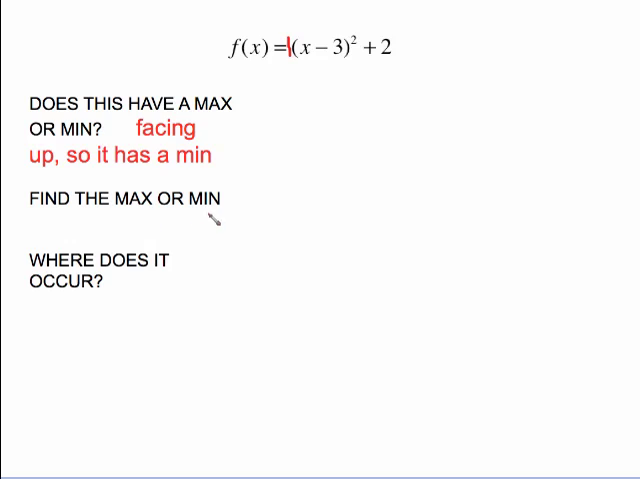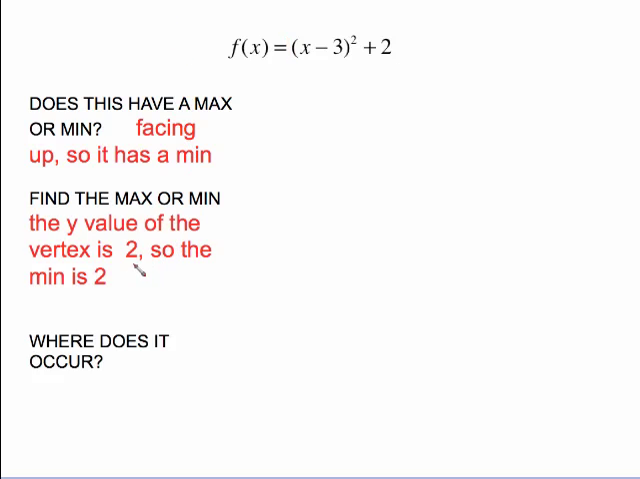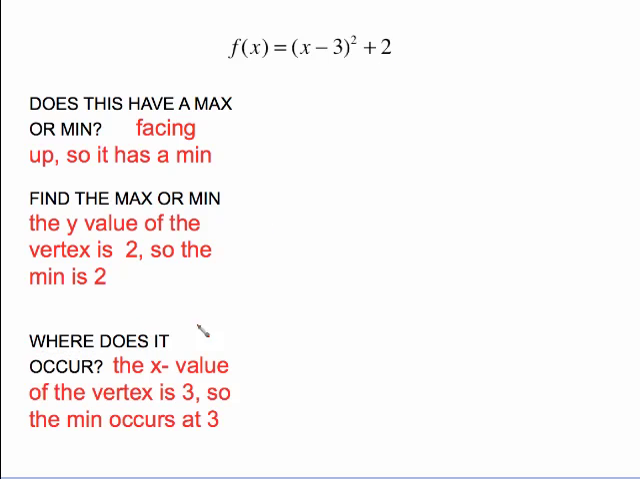Now we want to find the max or min. Well, the max or min is going to occur at the vertex. The vertex of this parabola is (3, 2). And we know that the max or min is the y value. So the vertex was (3, 2). The y value of the vertex is 2, so the minimum is 2. And where does it occur? It occurs at the x value, which is 3. So the minimum occurs at 3.